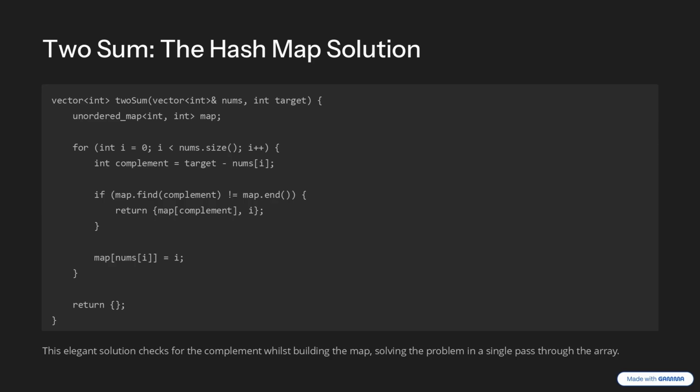In the C++ solution, we use an unordered_map. The map stores value to index. Before inserting the current value, we check if its complement exists. This ensures we find the pair efficiently without double counting.